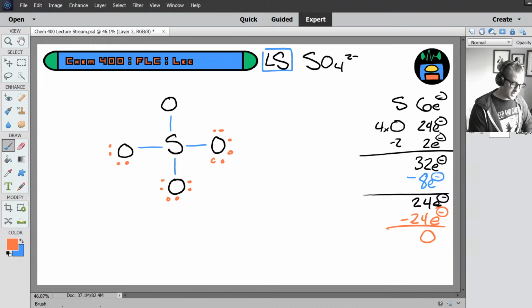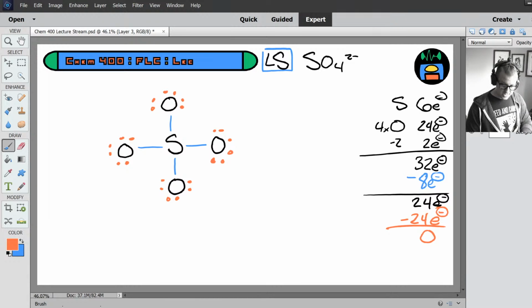All right, now at this moment in time, we have completed all our octets. Each oxygen has access to 2 electrons in a bond, plus the 6 lone pair electrons. Sulfur has 4 bonds, so everybody has a full octet. What remains to be done is we need to assign our formal charges and then minimize our formal charges, right? Find the best resonance structure.